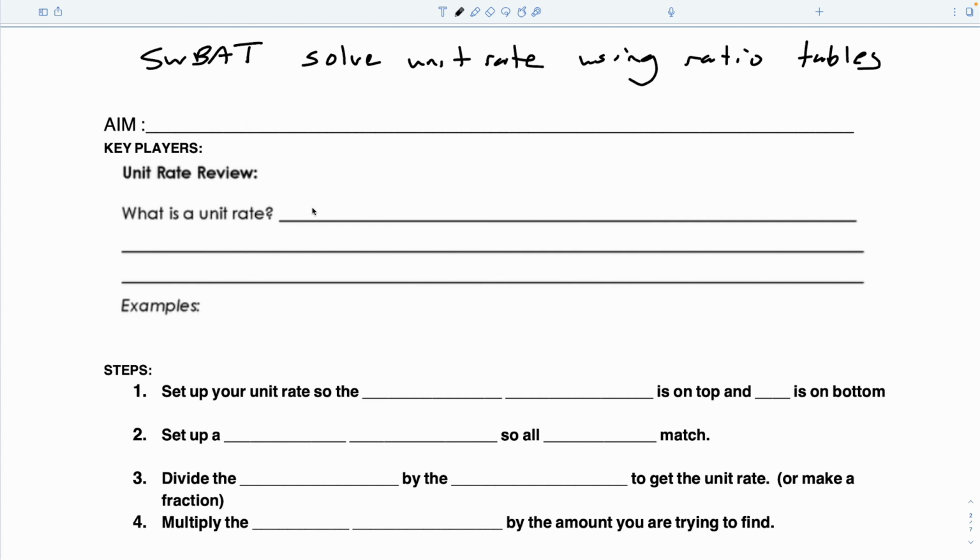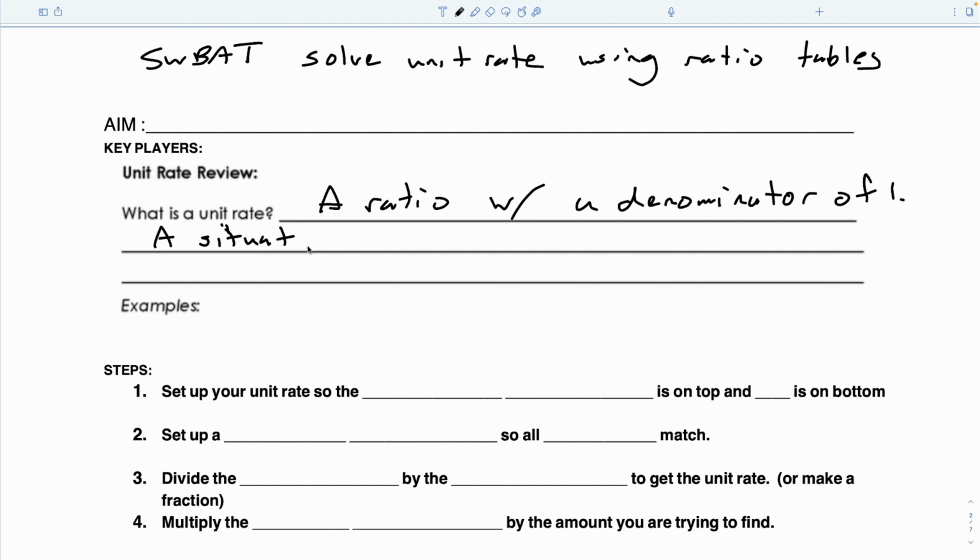Go ahead and give me one idea. A ratio that the denominator is 1. Great, that's a perfect explanation I would use. A ratio with a denominator of 1. I might go a little less mathy talk, and I might say it's like a situation in life where you have one of something.